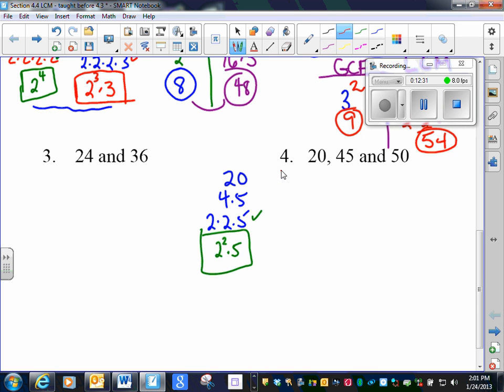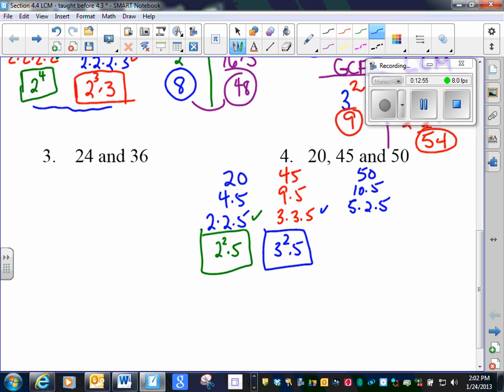Next one, 45. 9 times 5. 3 times 3 times 5. And I'm going to prove it. 3 times 5 is 15, times 3 is 45. Write it and box it. Last one, 50. 50 is 10 times 5, which is 5 times 2 times 5. I'm going to prove it. 5 times 2 is 10, times 5 is 50. I got it. Write it in exponential form and box it up.